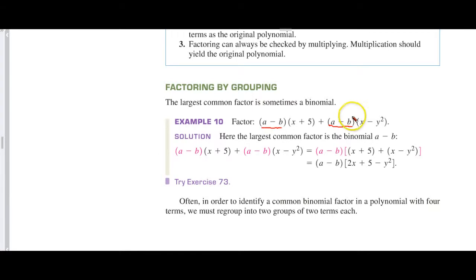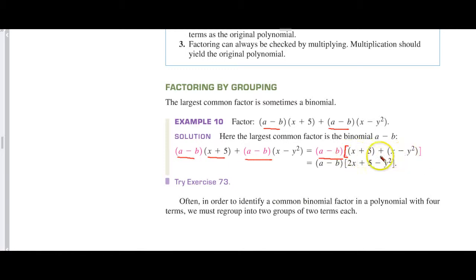So what do we have then? Well, they gave us a really difficult one to start with, but that's okay. We'll just follow it through. A minus B, A minus B. So there's our A minus B that we are factoring out of these two terms. So we're left then that it's A minus B times this plus this.